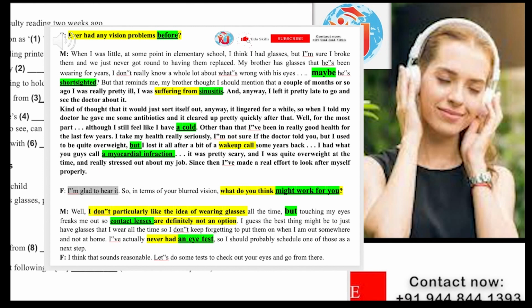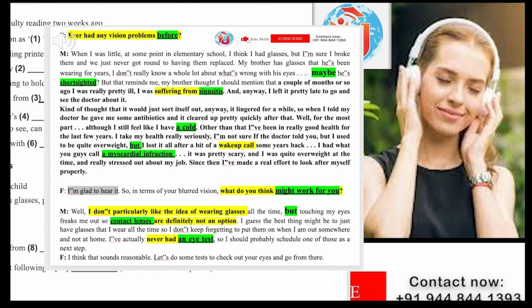Other than that, I've been in really good health for the last few years. I take my health really seriously. I'm not sure if the doctor told you, but I used to be quite overweight. But I lost it all after a bit of a wake-up call some years back. I had what you guys call a myocardial infarction. It was pretty scary, and I was quite overweight at the time and really stressed out about my job. Since then, I've made a real effort to look after myself properly. I'm glad to hear it.